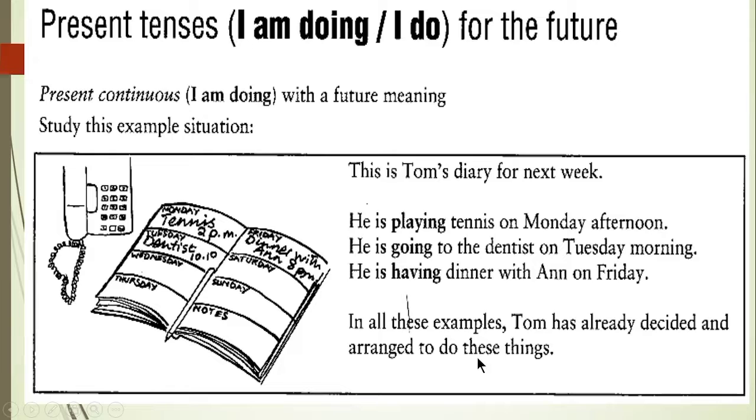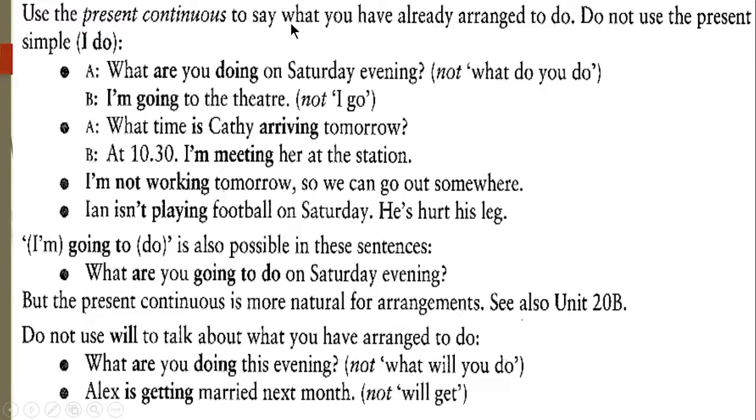So remember, the only difference between present continuous and future simple is that when something has already been decided, we use present continuous or going to, and when we decide something at the time of speaking, then we prefer using will or the future simple tense. Here we use the present continuous to say what we have already arranged to do. Do not use the present simple tense. Remember, once we have arranged something or we have decided, we can only use present continuous. We cannot use the present simple or the future simple.